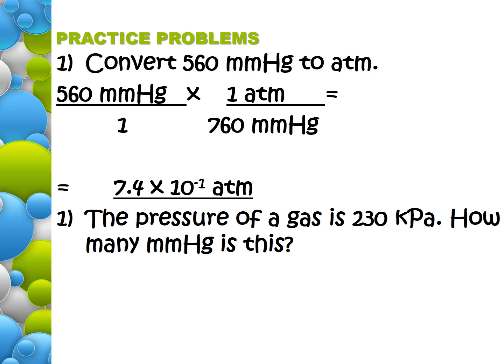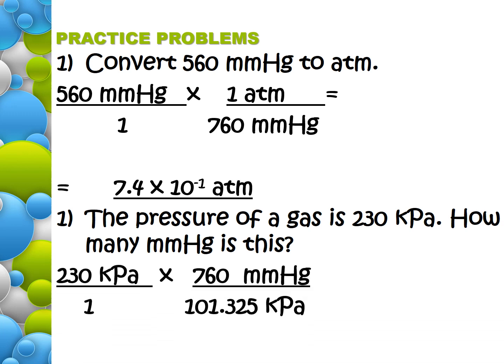Then get the numbers from the standard pressure. And it should look like this. Multiply the tops, divide by the bottom. You should get 1.7 times 10 to the third, or 1,700 mmHg. So that's how you do pressure conversions.